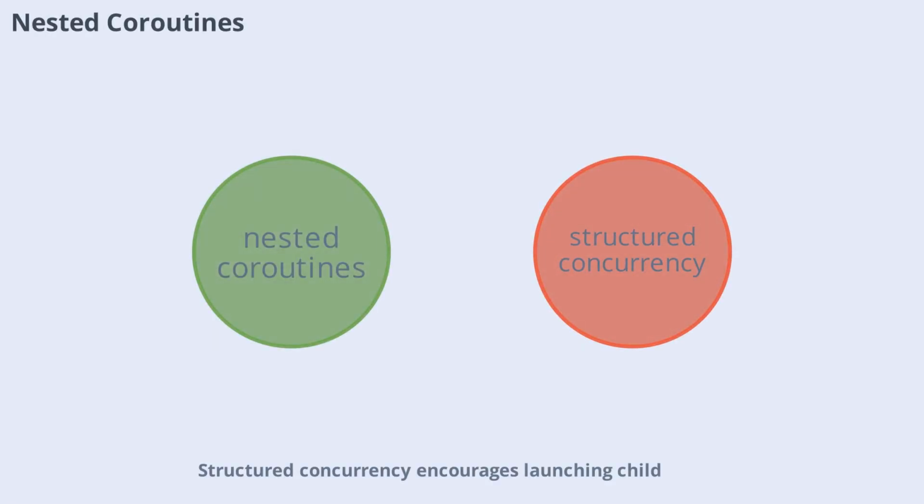Structured concurrency encourages launching child coroutines within a parent's scope. With nested coroutines, the parent waits for all children to complete before finishing itself. This ensures proper cleanup and reliable task management.